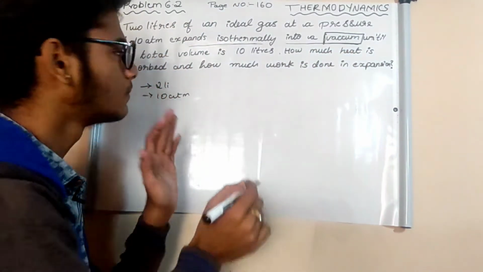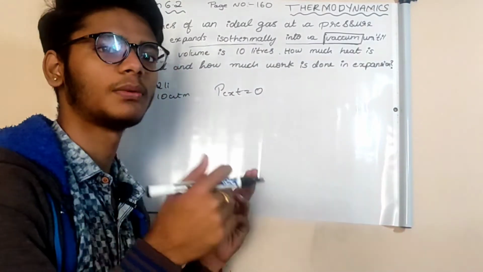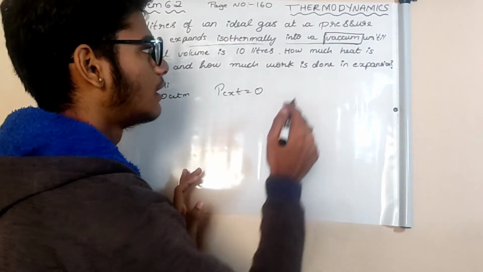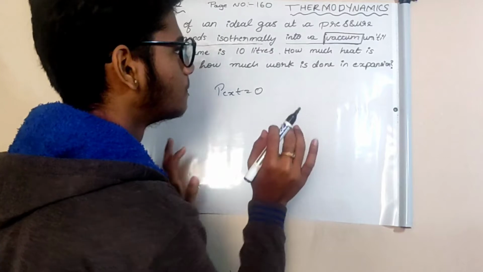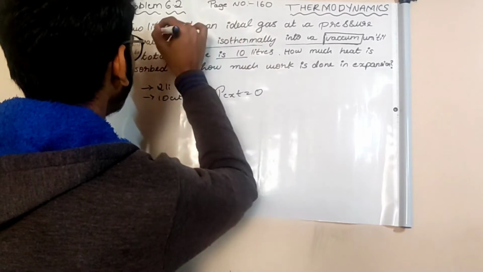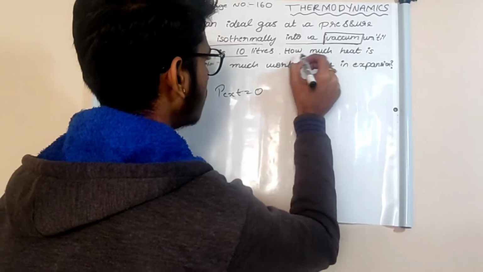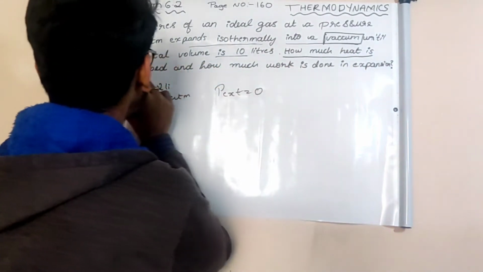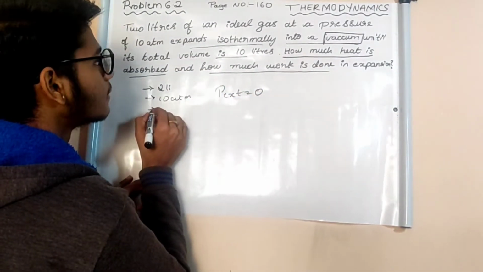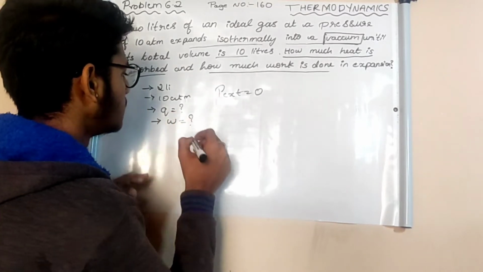Whenever you get the word vacuum, external pressure is equal to 0. In vacuum there is no presence of pressure, so the external pressure is 0. Whenever you get the word vacuum, you should take 0, until its total volume is 10 liter. So this is V2, V1. How much heat is absorbed and how much work is done in expansion? First they asked how much heat is absorbed and how much work is done. So we have to find Q and W. These two we have to find.